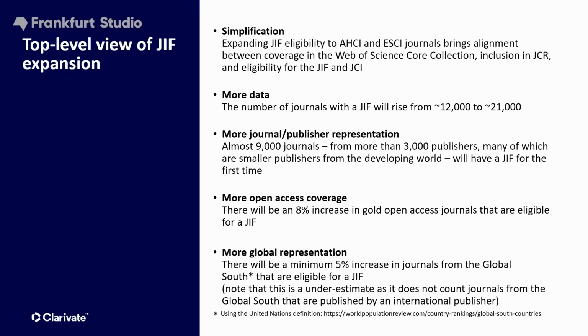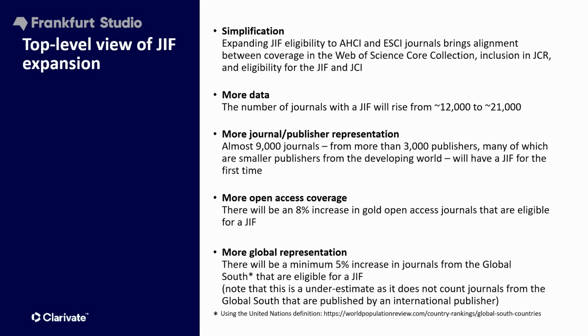So at the top level, this is what the GIF expansion is going to look like. Firstly, it's a simplification. By expanding the GIF to all 4 journal indices, we're going to have alignment between what's covered in the Web of Science, what's covered in the JCR, what gets a GIF, and what gets a JCI. We'll also be providing much more data to our users, so the number of journals with a GIF will rise from around 12,000 to around 21,000.